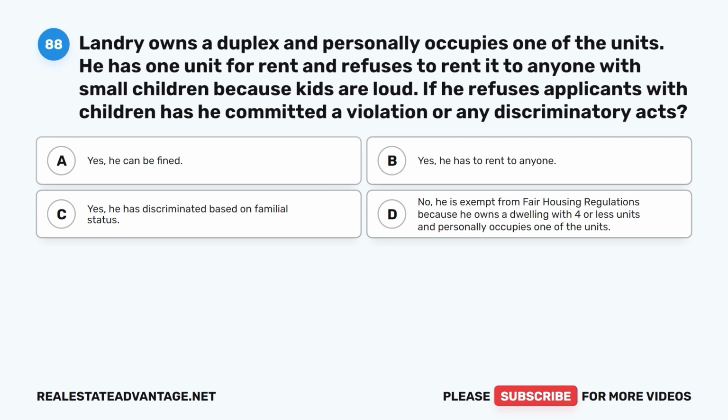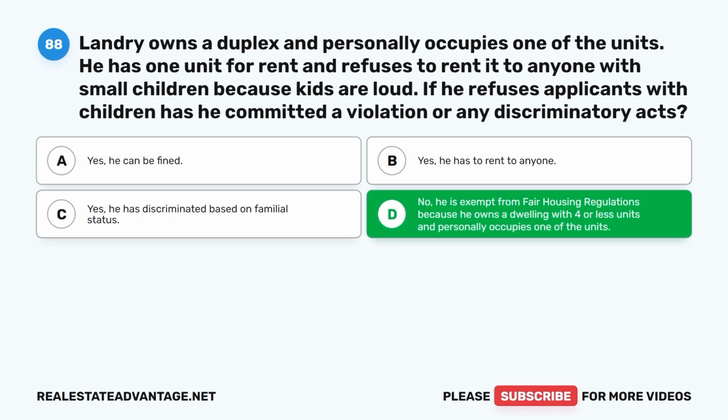Question 88. Landry owns a duplex and personally occupies one of the units. He has one unit for rent and refuses to rent it to anyone with small children because kids are loud. If he refuses applicants with children, has he committed a violation or any discriminatory acts? A. Yes, he can be fined. B. Yes, he has to rent to anyone. C. Yes, he has discriminated based on familial status. D. No, he is exempt from fair housing regulations because he owns a dwelling with 4 or less units and personally occupies one of the units. The correct answer is D. No, he is exempt from fair housing regulations because he owns a dwelling with 4 or less units and personally occupies one of the units.